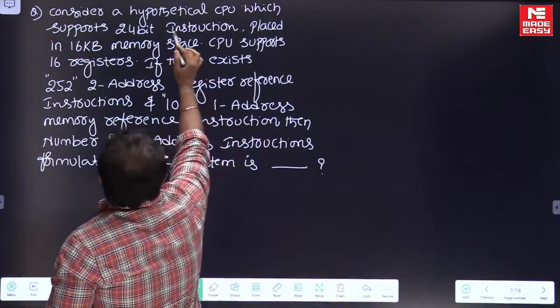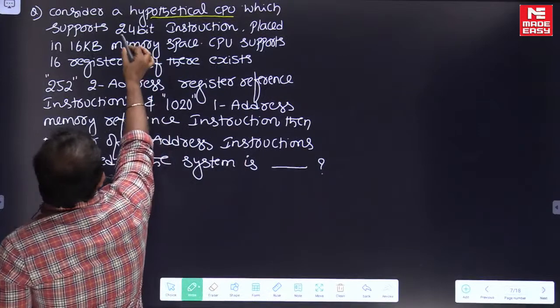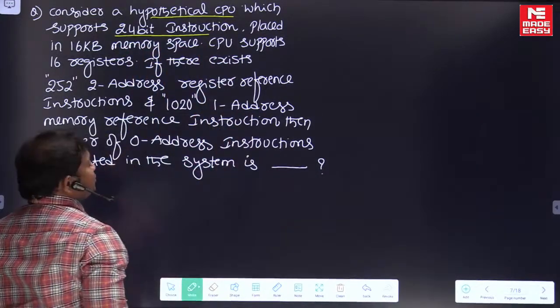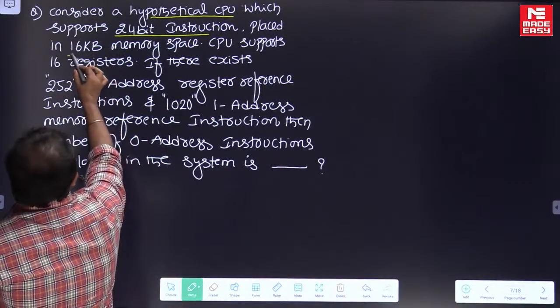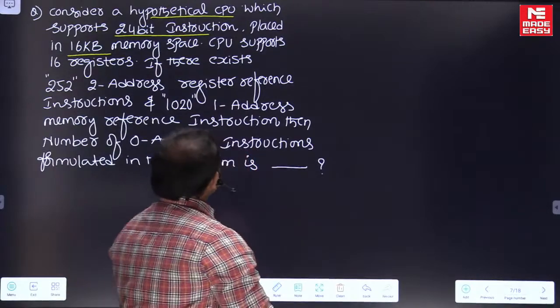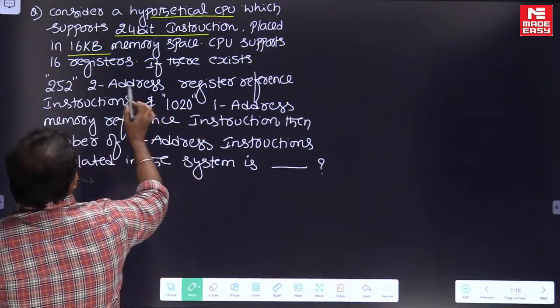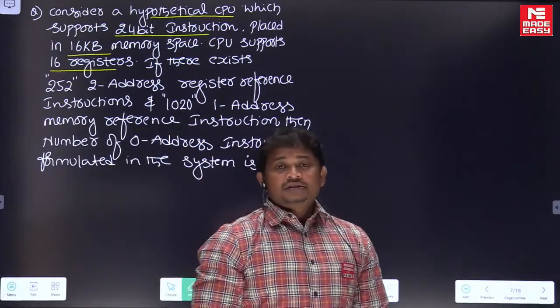Consider a hypothetical CPU, an example CPU, which supports 24-bit instructions. The instruction size is given as 24 bits, placed in 16 KB memory space. The memory capacity is 16 KB. Then the CPU supports 16 registers. The number of registers in the computer is 16.